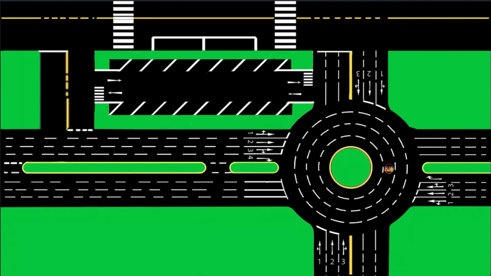You are required to keep left and move in a clockwise direction on the roundabout, and also lanes are counted or numbered from the outermost lane to the innermost lane.